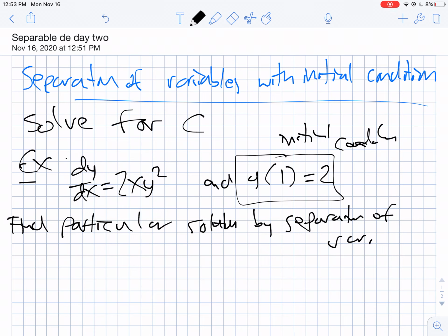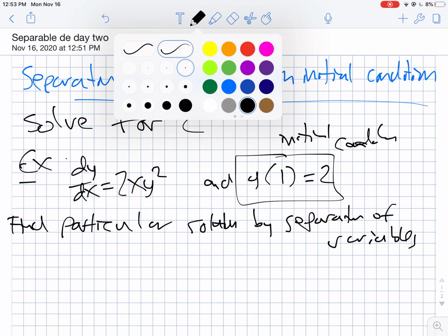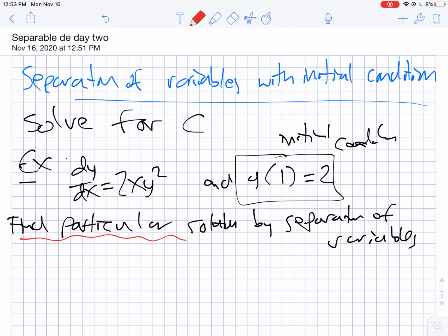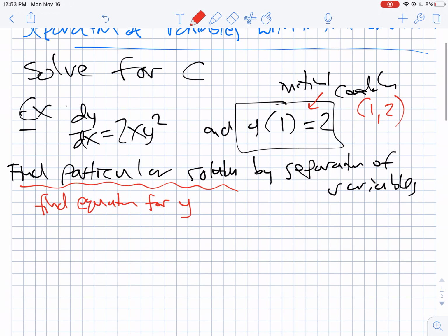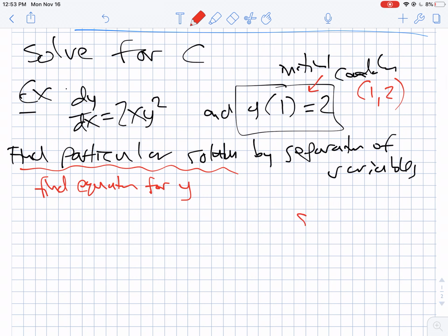So when you see this phrase, find the particular solution, what that means is, just like we're doing, we're going to find an equation for y, except now we're going to be able to find the particular one that has this initial condition of the point 1, 2. So that's the strategy. Today we're still going to do the same thing as the last one. We're going to separate the variables, we're going to integrate, and then we're going to solve for y. We're going to walk through these exact same steps as we go through this problem.